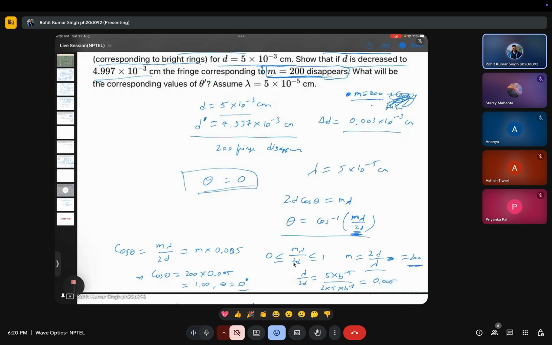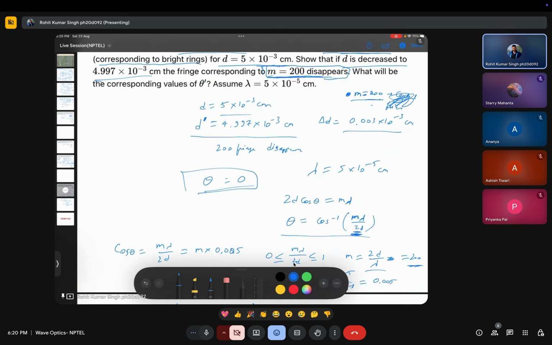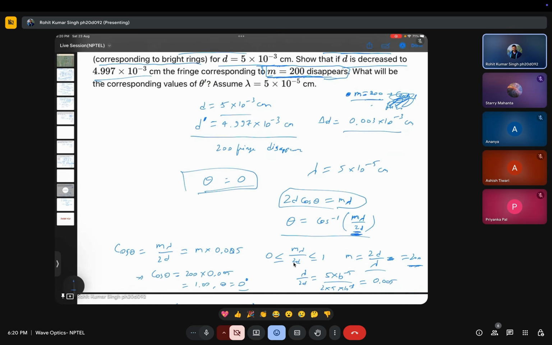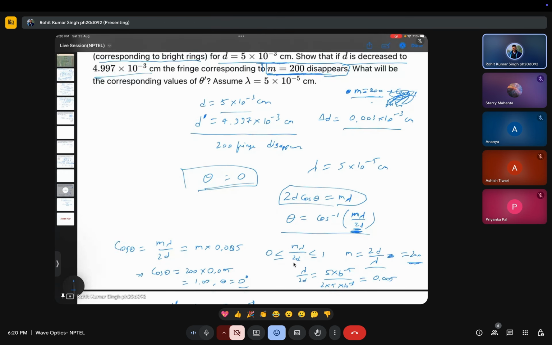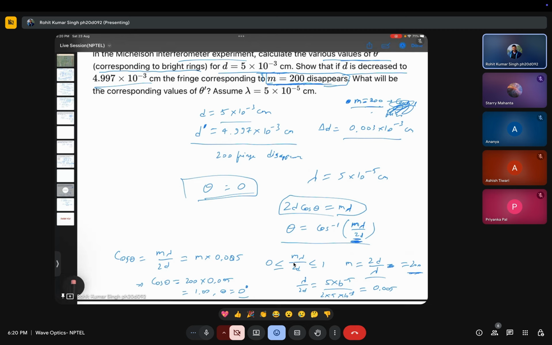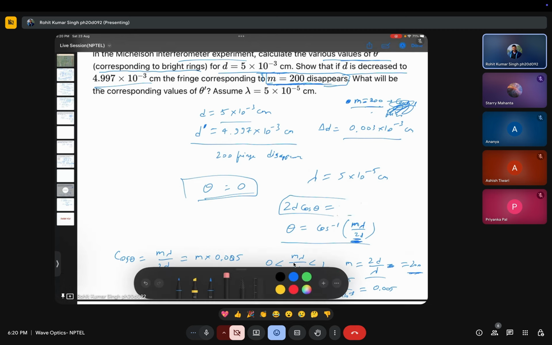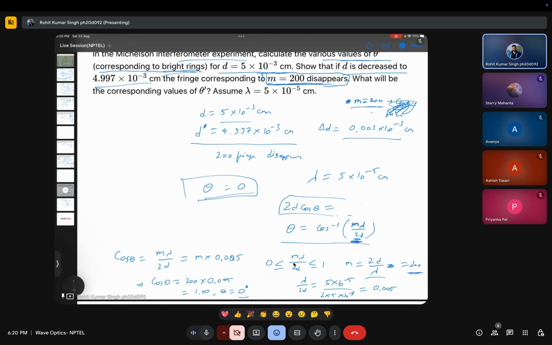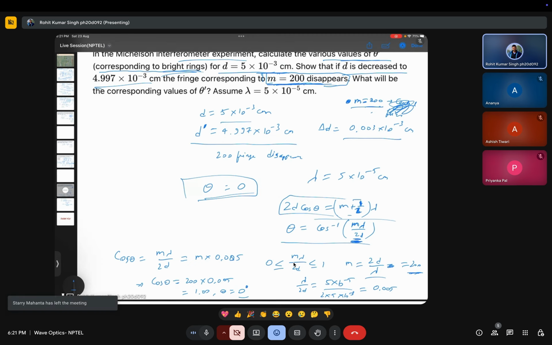Okay, and I took here the condition for the dark fringes, right? So that's why, yeah, you're right, sorry. Okay, I missed this part. You guys should have pointed out. Okay, yeah, you have to take this formula, not this.